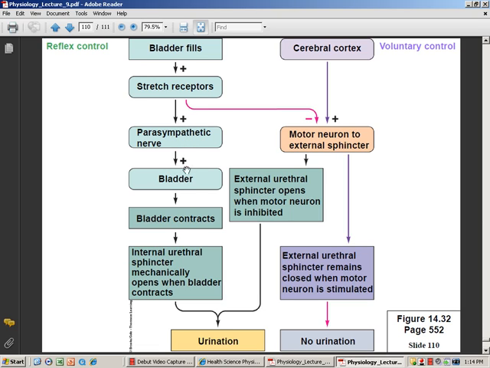What's it going to tell? It's going to say, go ahead and evacuate. Go ahead and clear it. So it's going to contract the bladder. What's it going to do to that internal urethral sphincter? Relax it. Yep, it relaxes it. Luckily, there's a signal that goes from the brain down to the external urethral sphincter and tells it to squeeze until you're in the appropriate place.